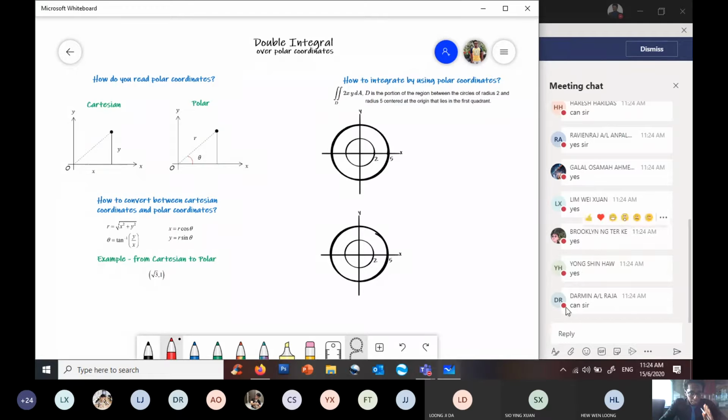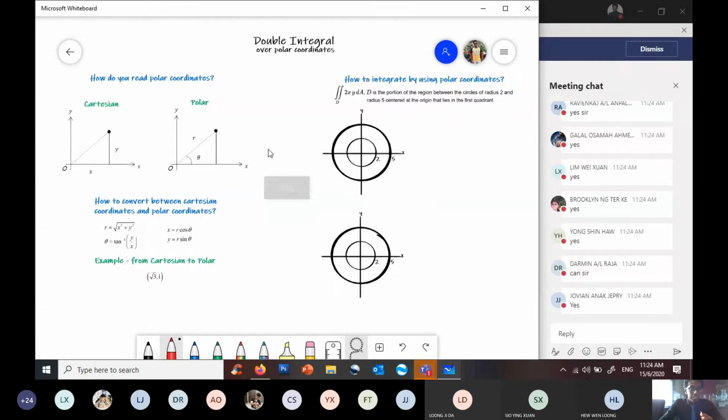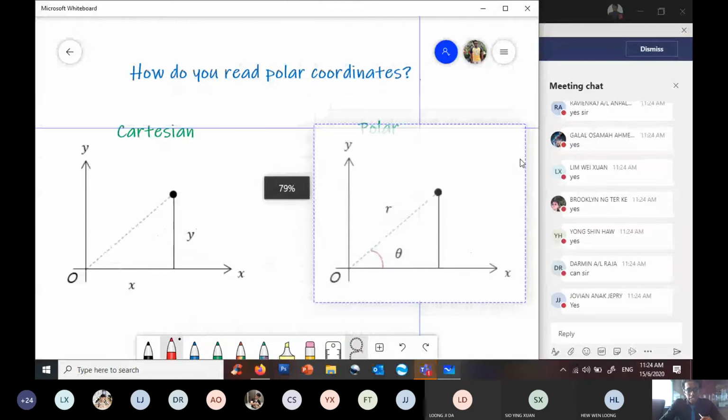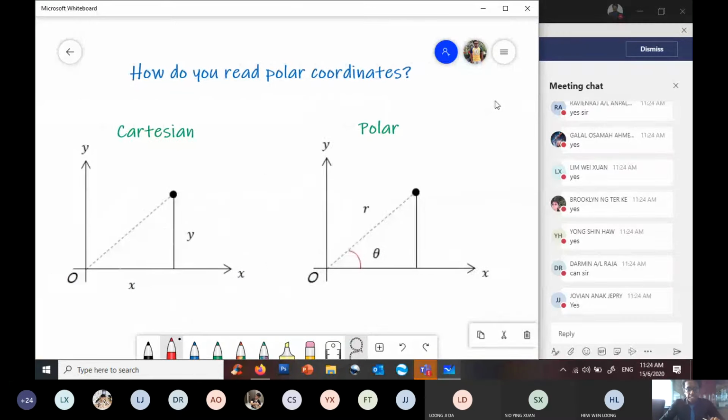Okay, double integrals in polar coordinates. I'm not sure whether in some previous subject you already learned how to read or write polar coordinates, so I'm just going to recap it again, just in case this is completely new for you. Let's look at polar coordinates.